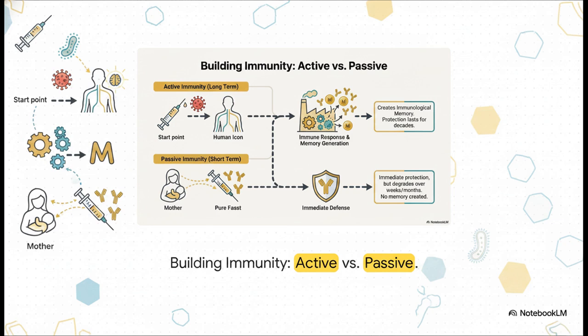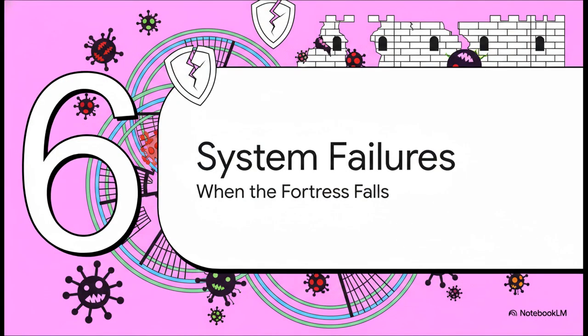Passive immunity, on the other hand, is when you receive pre-made antibodies, like a baby receiving them from its mother, or, say, through an antivenom injection. It provides immediate defense for sure, but no memory is created, meaning the protection degrades over a few weeks or months. Section 6. System Failures and Evasion.